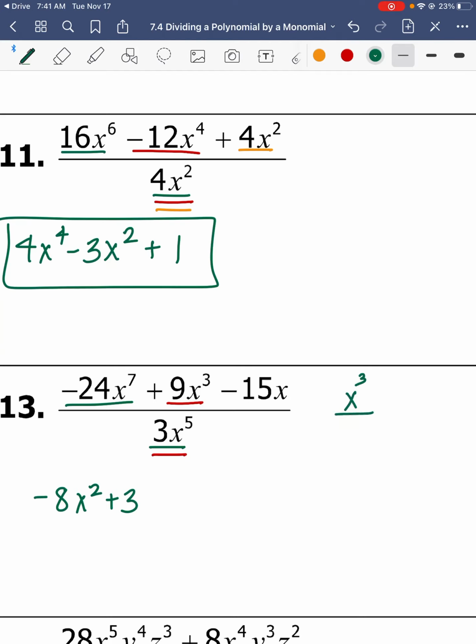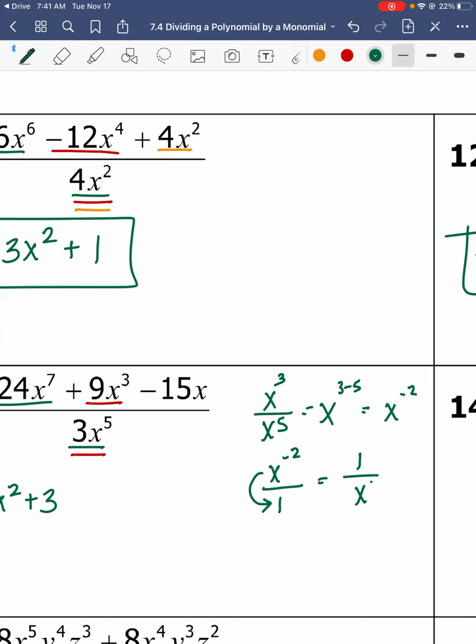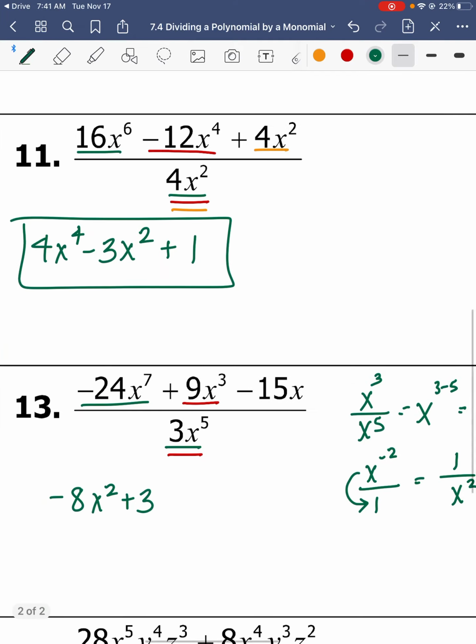Okay, so this is a little bit tricky one. We looked at this in the beginning. So if we have x cubed divided by x to the 5th, we can write that as x to the 3 minus 5. That is equal to x to the negative 2. And remember, x to the negative 2 is in a fraction over 1. To make the exponent positive, we need to move this to the denominator. So this is actually equal to 1 over x squared. So right now we'll leave it as x to the negative 2, and then before we give our final answer, we'll move it to the denominator.